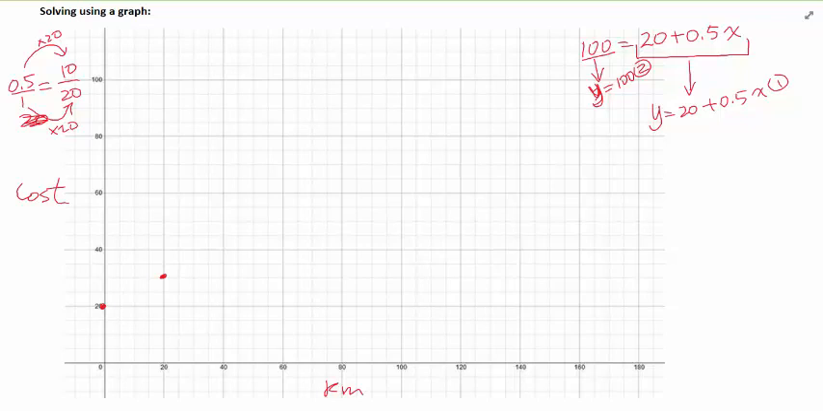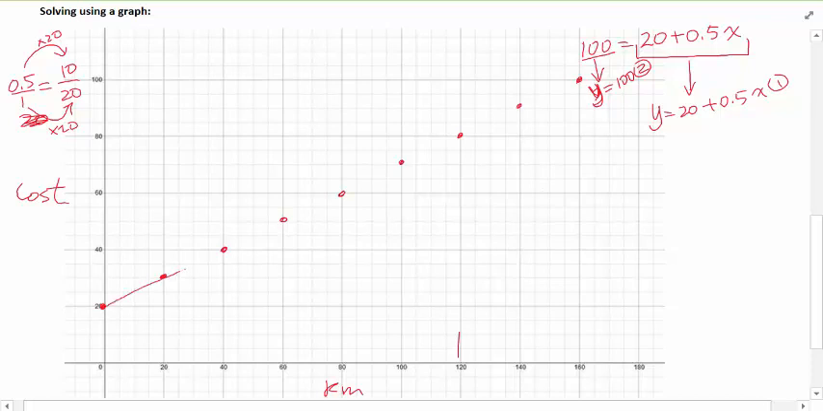So 20, right there, there, there, there, there, there. I'm putting a lot of dots so I can draw it accurately here. Anyway, it looks something like that, yes? And you should use a ruler.